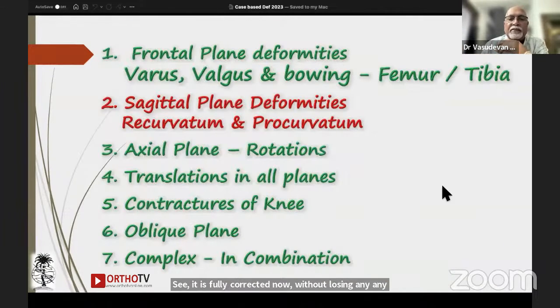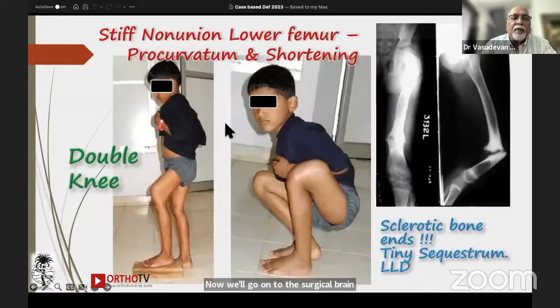Now we'll go on to the sagittal plane deformities. This is a stiff nodule with the sclerotic bone ends. It looks like two knee joints, and there's 6 centimeters of limb length disparity. All sclerotic bones are not bad bones, except you can see a small tiny sequestrum. But when there is no soft tissue problem there, the patient is happy, no discharging sinus, I'm not going to bother about this tiny sequestrum.